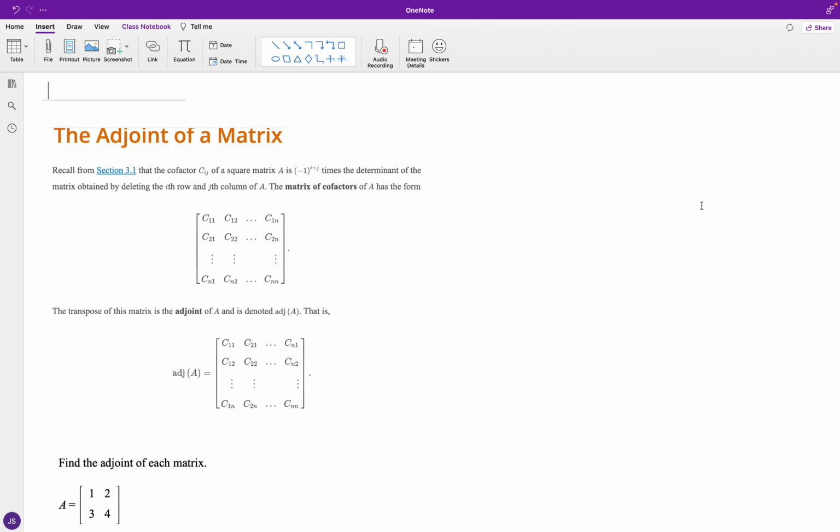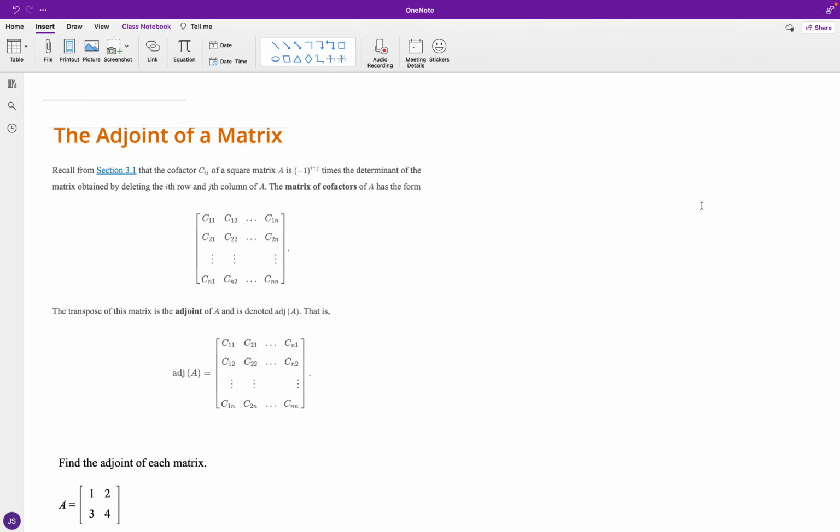Okay, for what we're going to be looking into, among the topics we have what is referred to as the adjoint of a matrix. This will be a synthesis of exercises where you're looking at cofactors of square matrices as well as determining the transpose of a matrix, where you have those items put together.